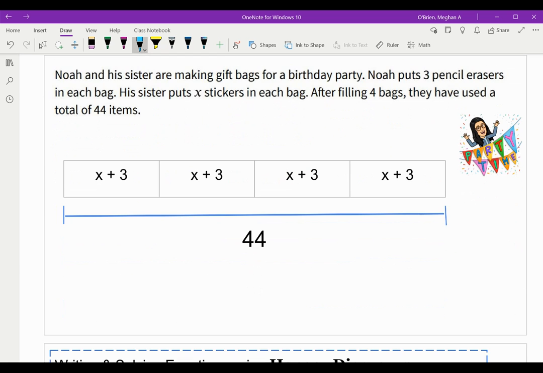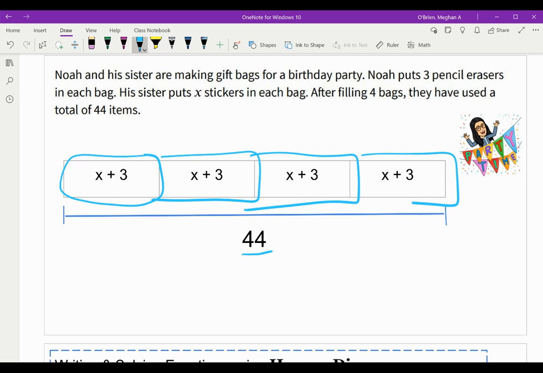Okay, last one. It says Noah and his sister are making gift bags for a birthday party. Noah puts 3 pencil erasers in each bag. His sister puts x stickers in each bag. That's our unknown. We don't know how many she put. After filling 4 bags, they have used a total of 44 items. There's our total. 4 bags, 4 sections, because they're all the same. Okay, he put 3 pencils in each bag, and then his sister put so many stickers in each bag.